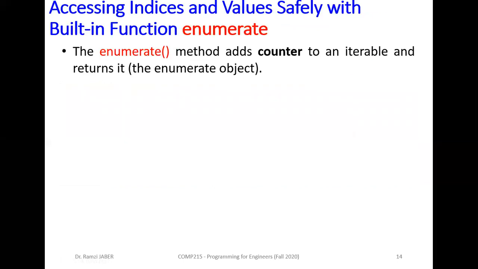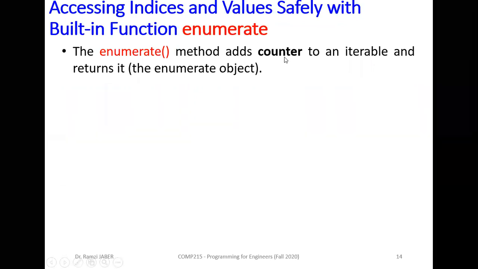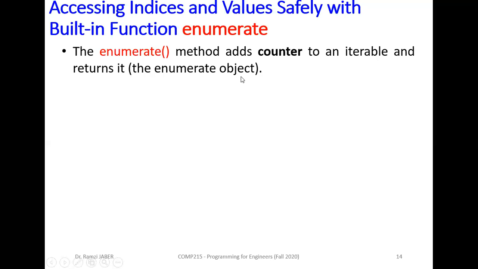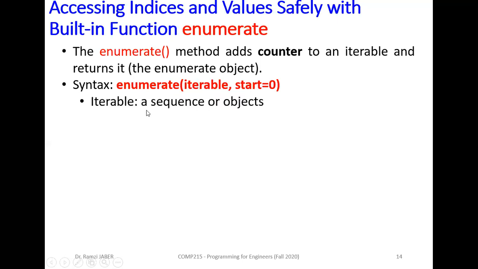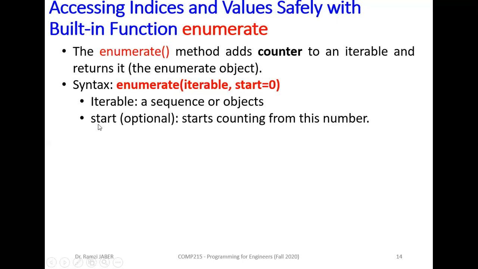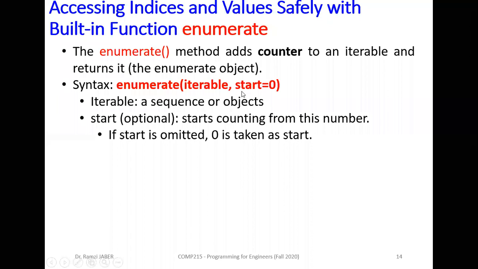Good. Now, accessing indices and values with the built-in function enumerate. Enumerate is a built-in function that adds a counter to an iterable and returns it as an enumerate object. Syntax: enumerate takes an iterable and a start. Iterable is the sequence, object, list, tuple, or anything you want. Start is optional: start counting from this number. If start is omitted, counting starts from index 0.